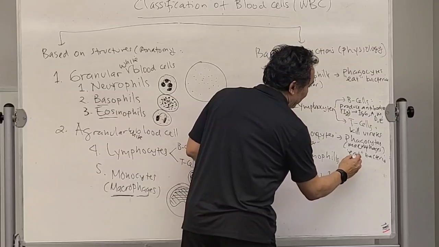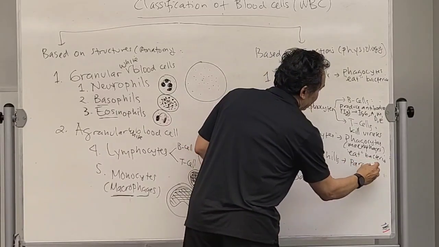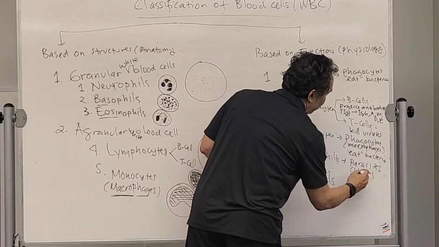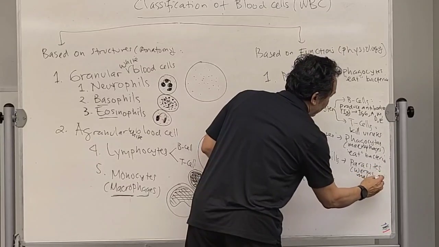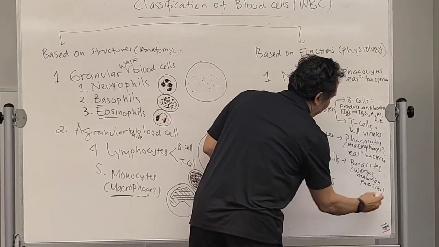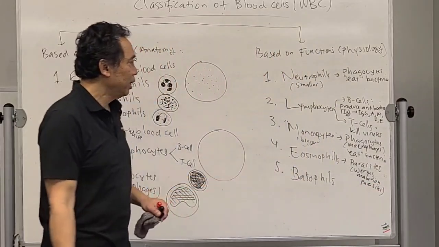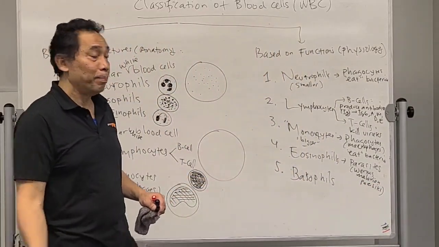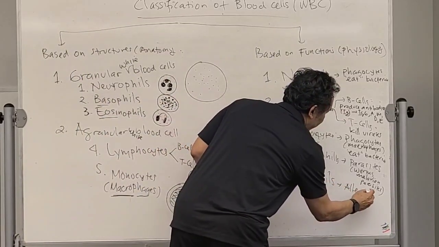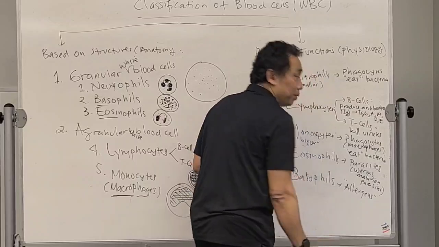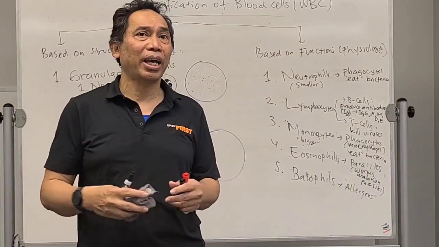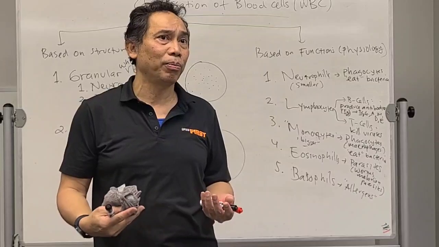Eosinophil, this is the one that fights against parasites, including worms, okay, malaria parasite. That will be the job of the eosinophil. And basophil, this is the one that mostly fights against allergens. Allergen is anything that can cause an allergic reaction in our body.